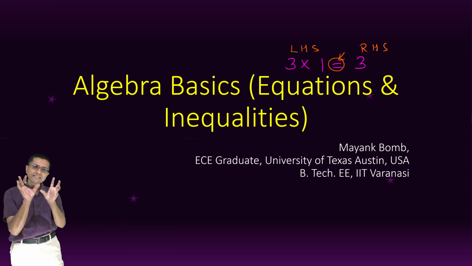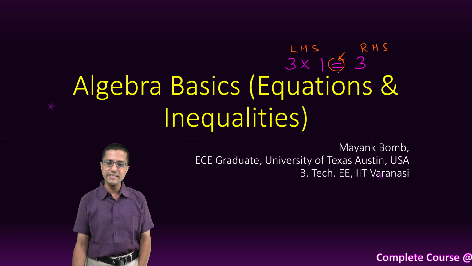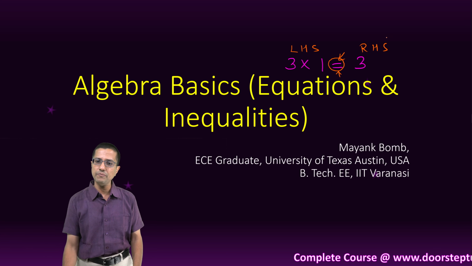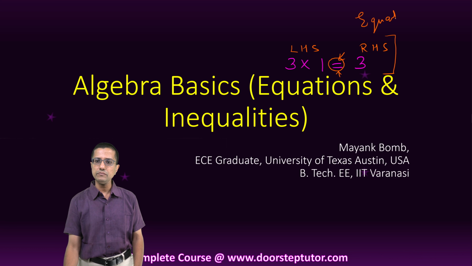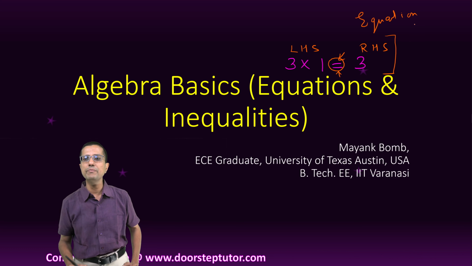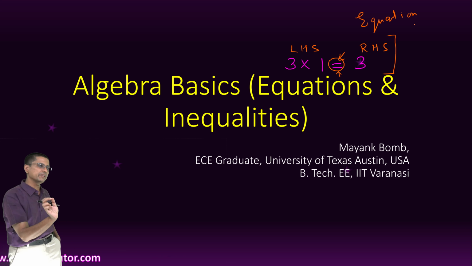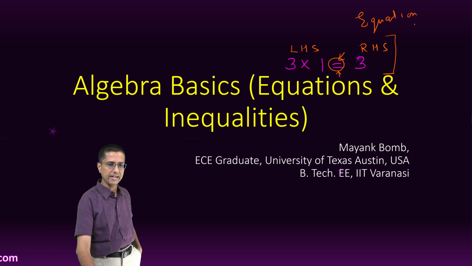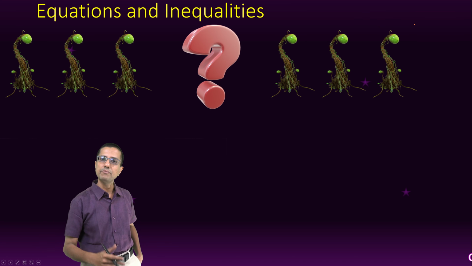So it expresses a relationship between my left hand side and right hand side, and this tells me that the quantities are equal. This is known as an equation. An equation means that there is an equality relationship between the left hand side and the right hand side. Now this was the case when we were doing the arithmetic operations.